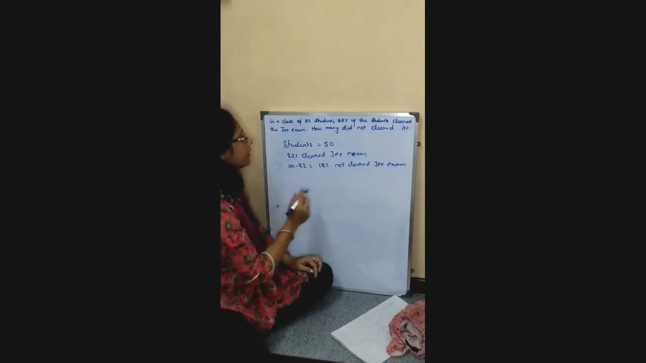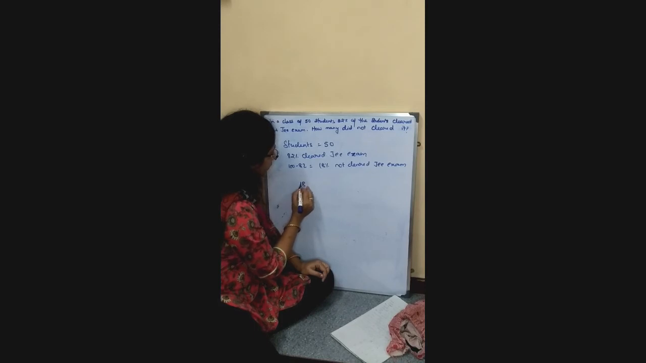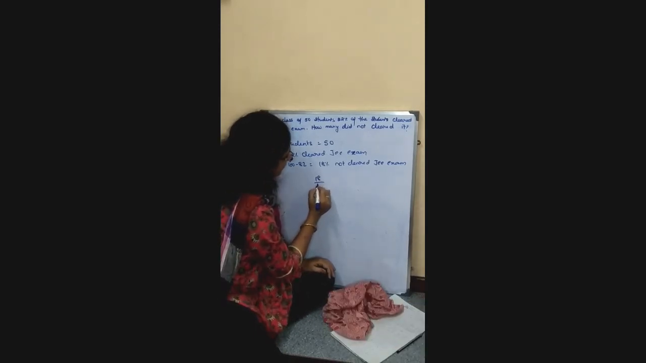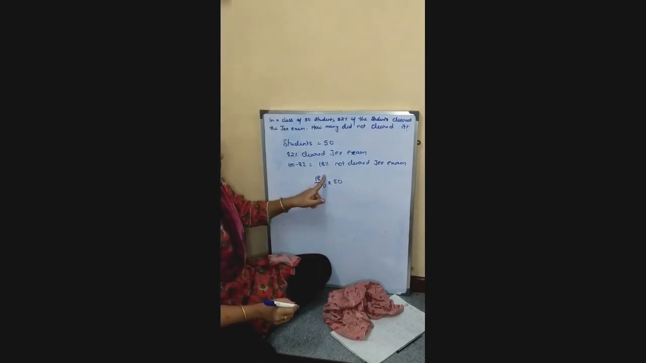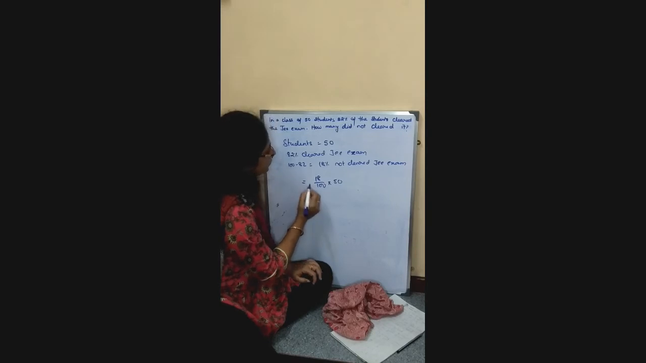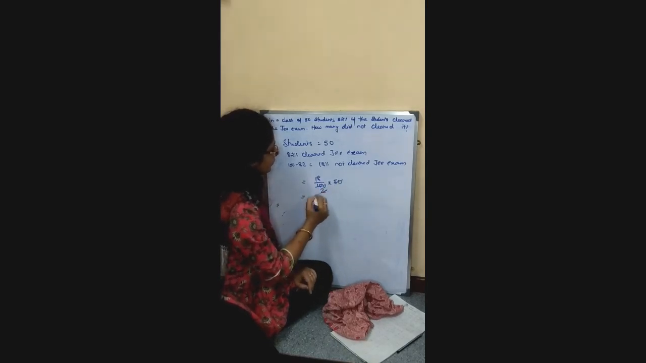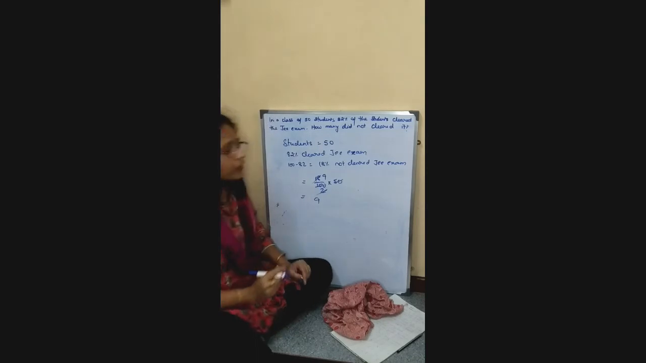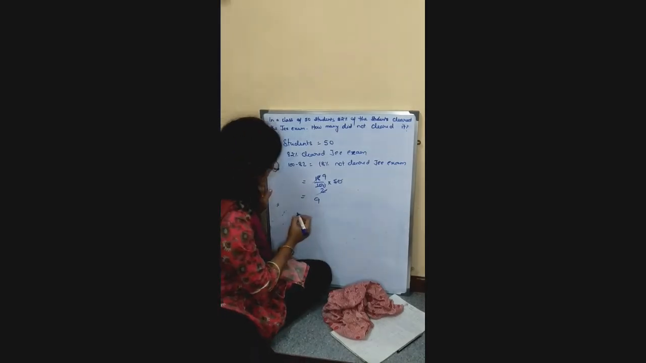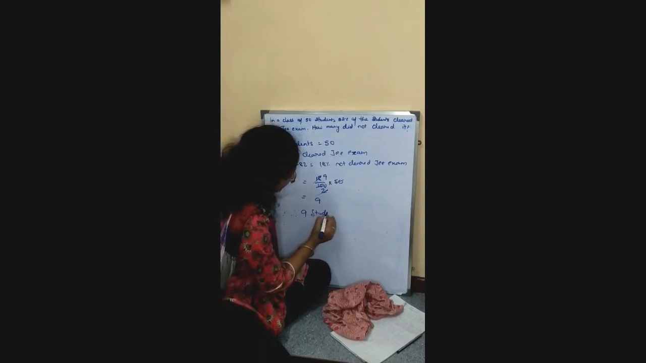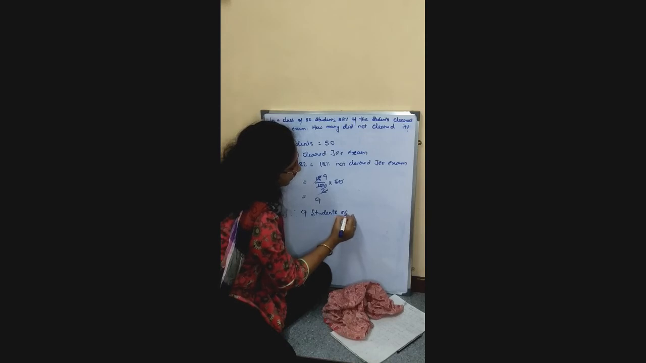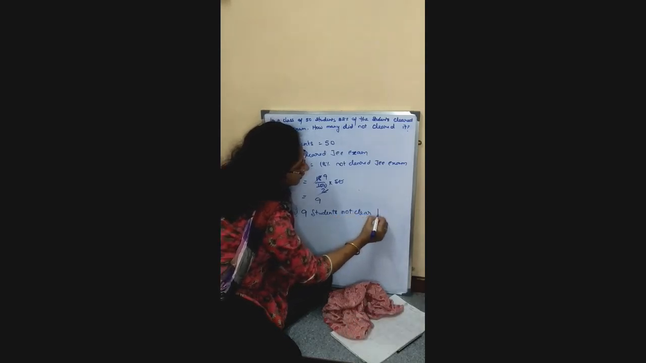And if you need to find out the number of students who did not clear the exam, 18% of the students did not clear the exam. The total is 100 and the number of students is 50, so 9 students did not clear the exam. Therefore, 9 students did not clear the exam.